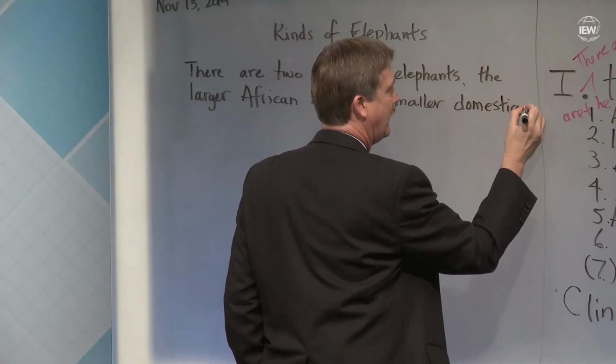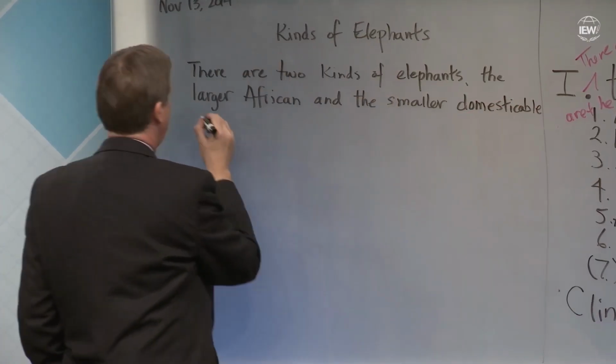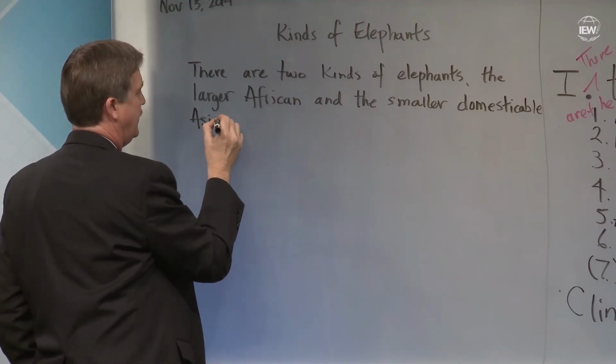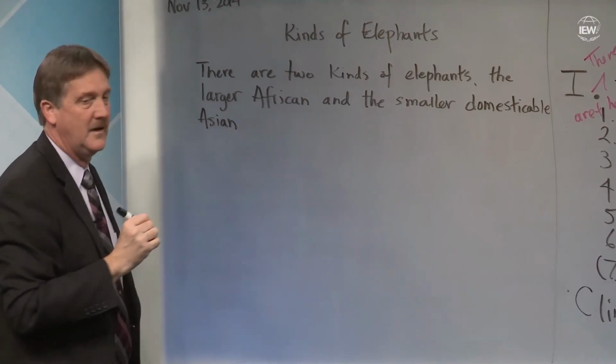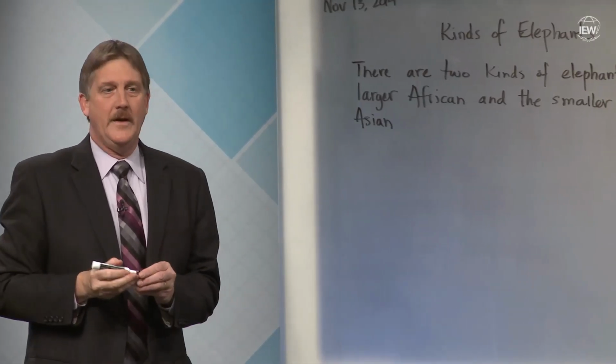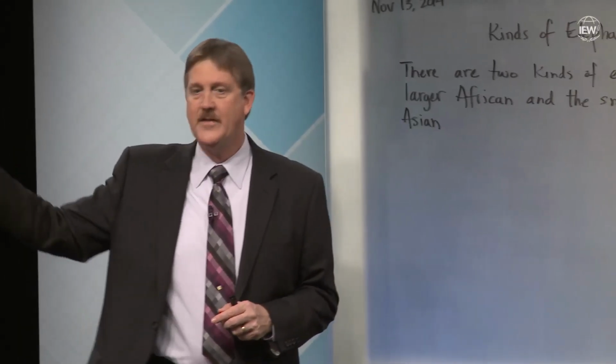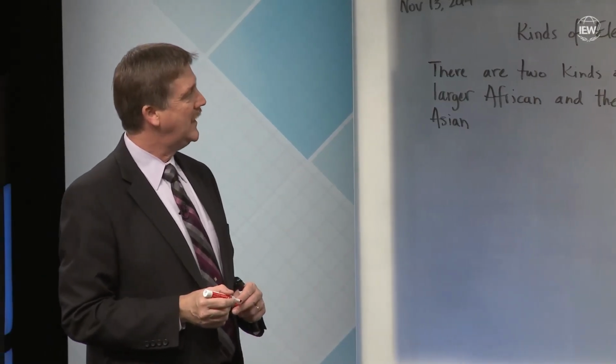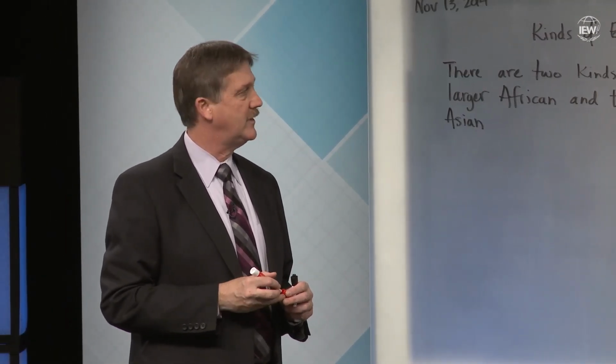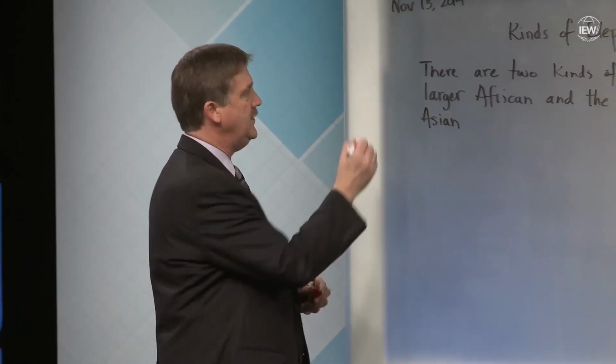Domesticable Asian. And I wanted to throw in domesticable because what will that count for? Quality adjective. So I'm going to underline that, check it off on the checklist. What sentence type is this? It's a number one, subject opener.